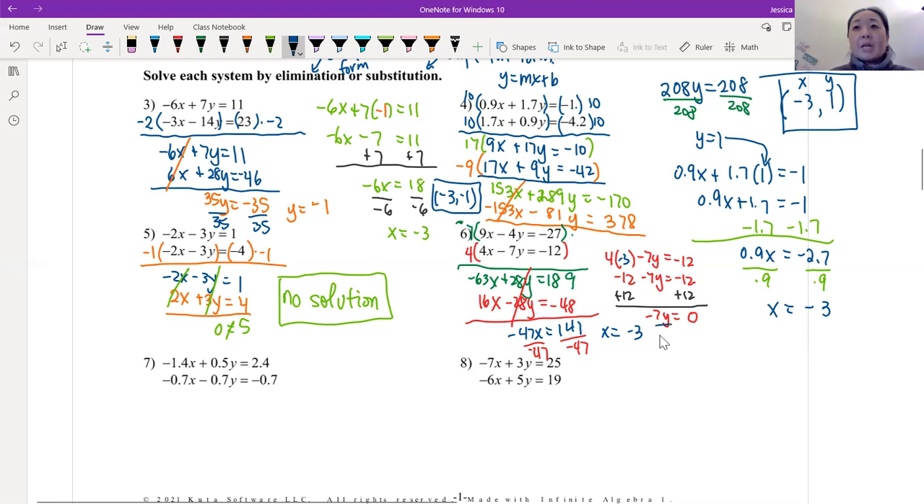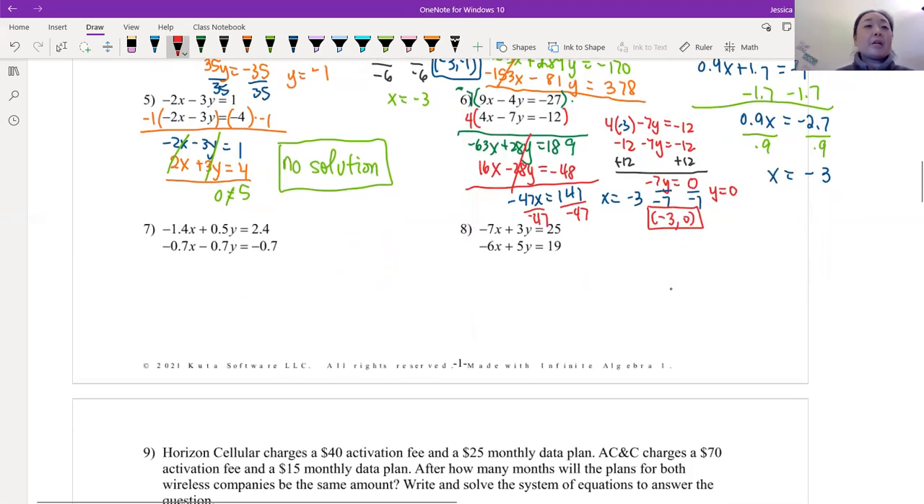So we're going to divide both sides by negative 7. And so what is my y equal to? 0 divided by negative 7, which is y is equal to 0. So my point is going to be negative 3, 0. Boom, just like that. Okay.